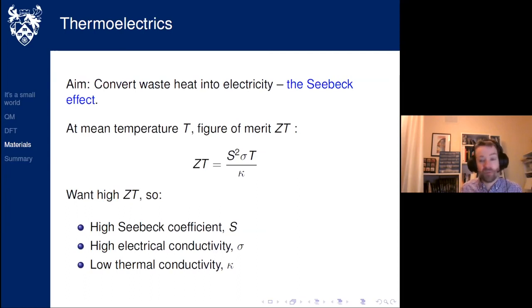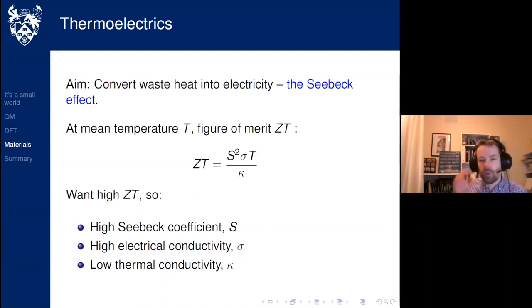Then there's this symbol sigma, which is a conventional symbol for the electrical conductivity. Then there's the temperature. And then we divide all that by kappa, the thermal conductivity. So if I want it to be a really good thermoelectric, what this is telling me is I want a really high electrical conductivity so I can carry the charge carriers through the material really, really efficiently. But I want a very low thermal conductivity so that I keep one hot side and one cold side.